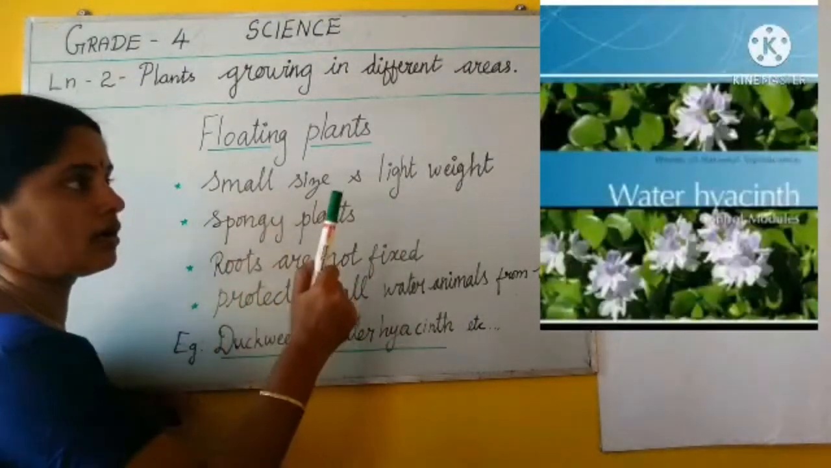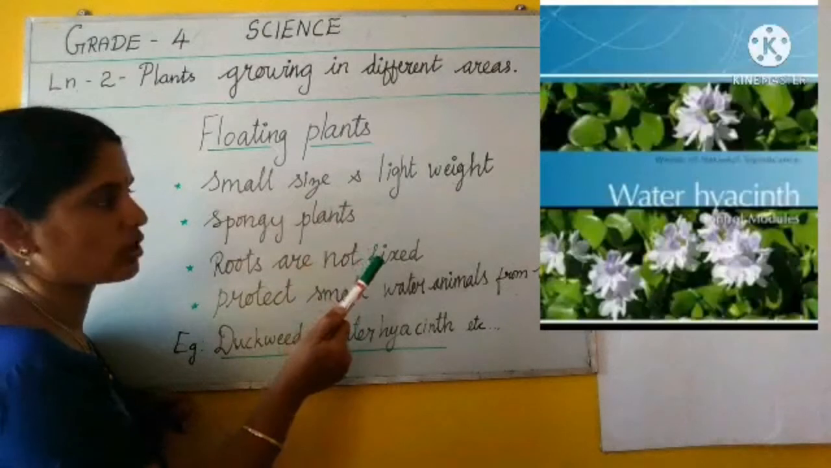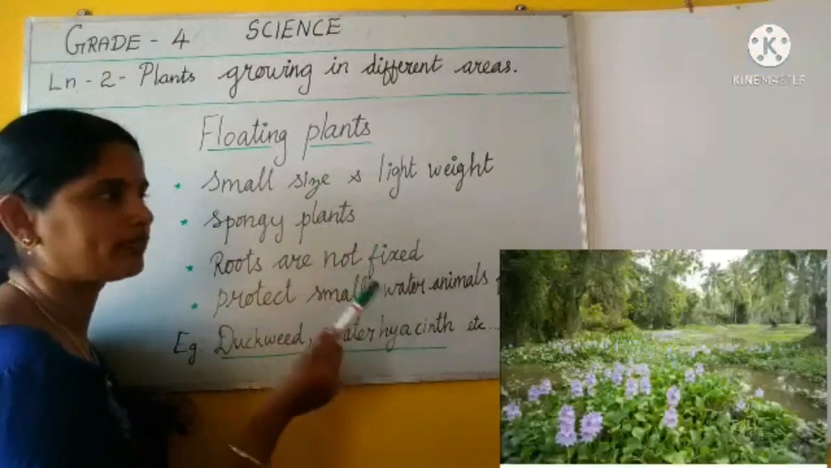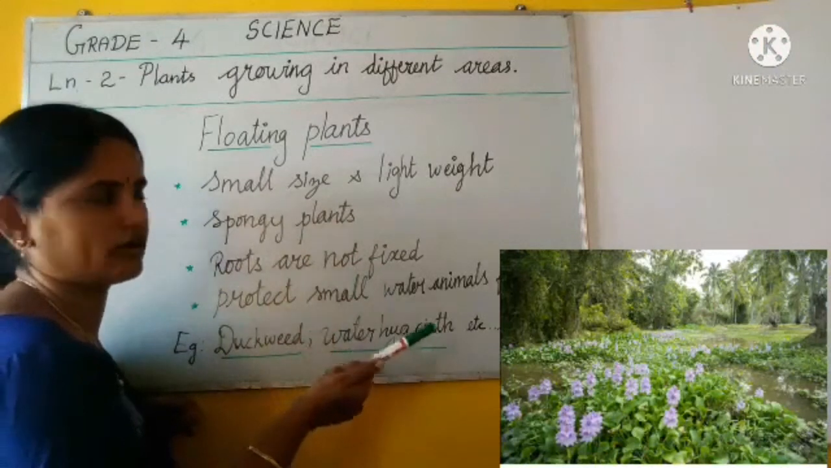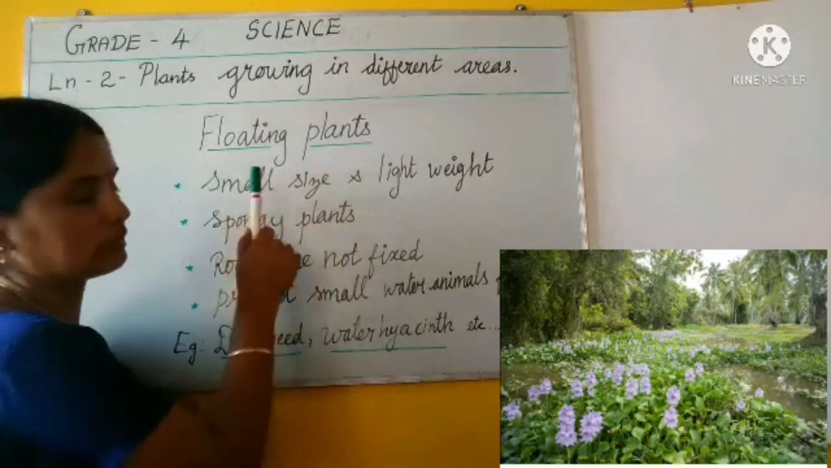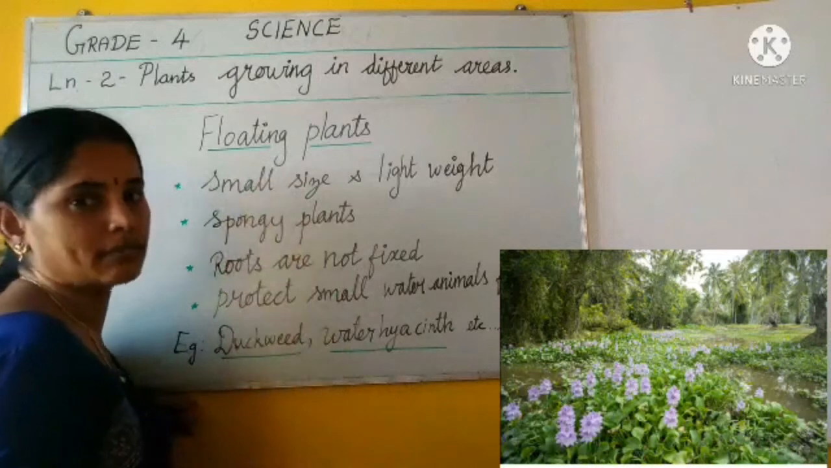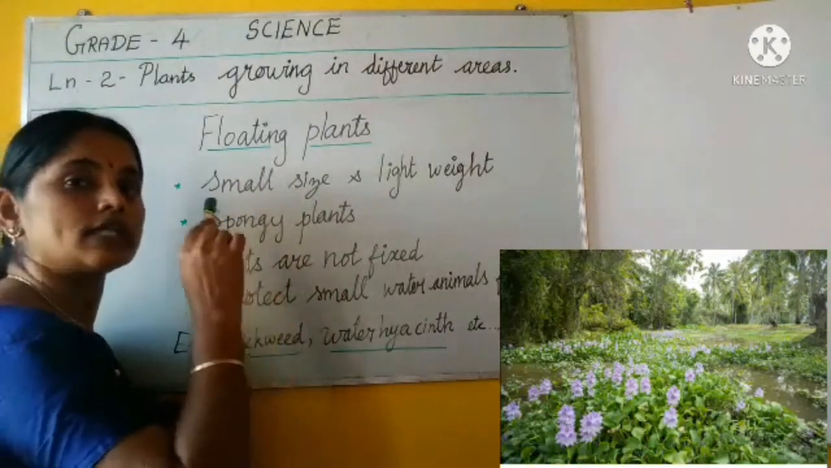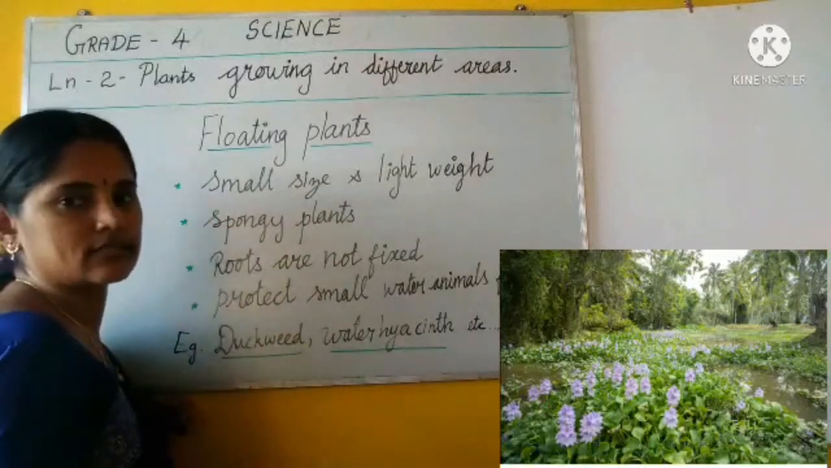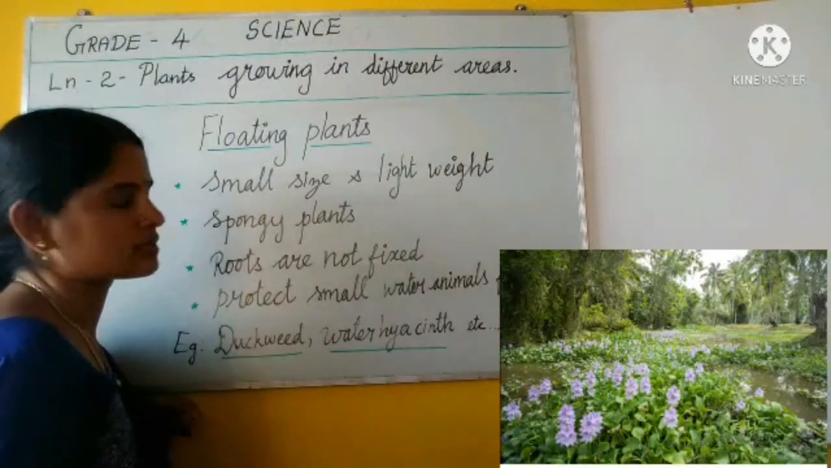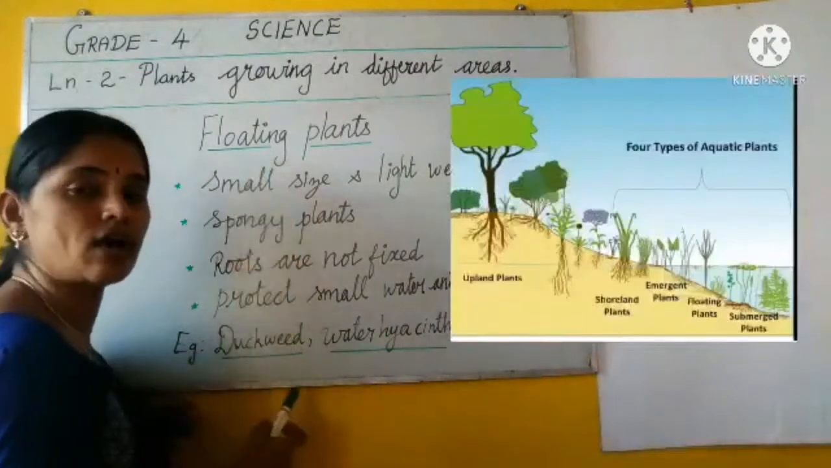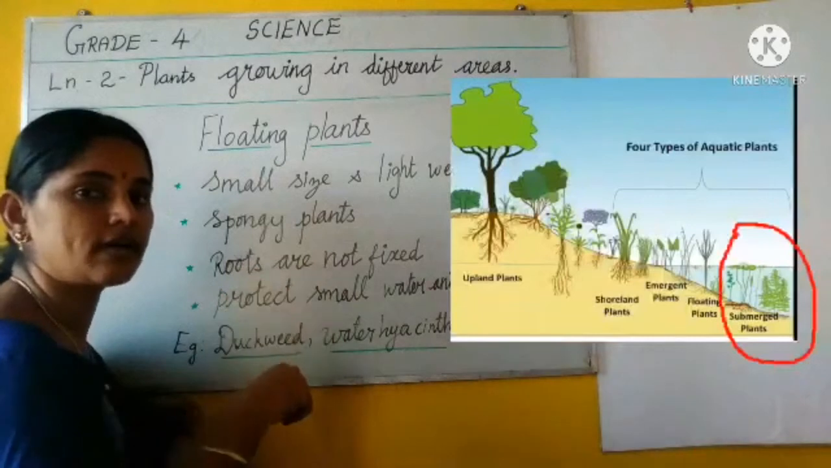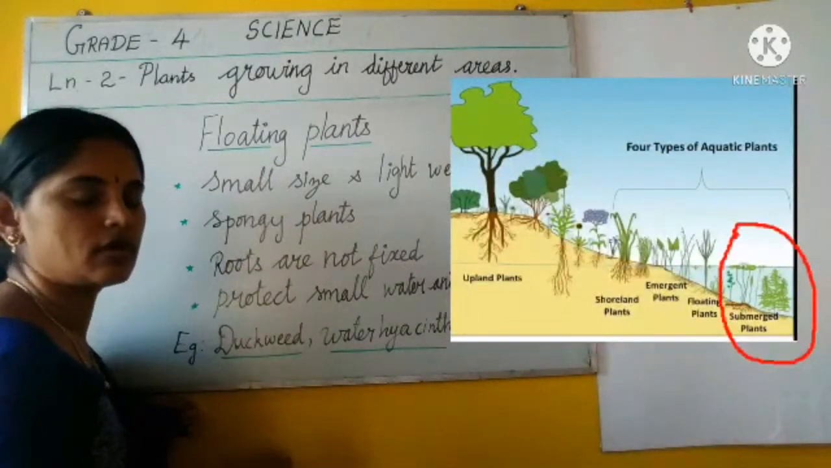Water hyacinth, they also call it agaya thamarai. If it is more in number, it is dangerous also. If it is less in number, it is good for the water animals. So these plants are floating plants. Next we go to submerged plants, underwater plants. We saw floating plants, and now we are going to see underwater, submerged plants.